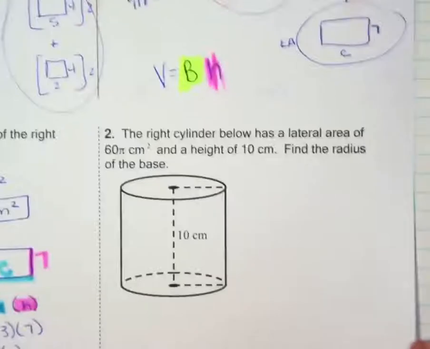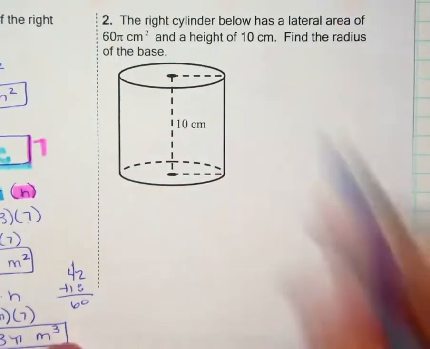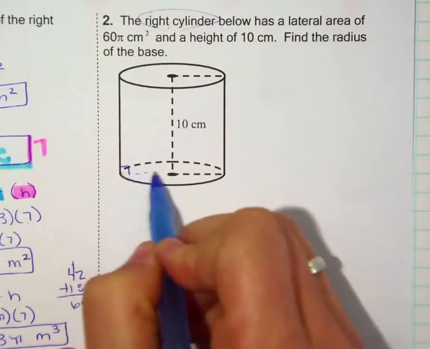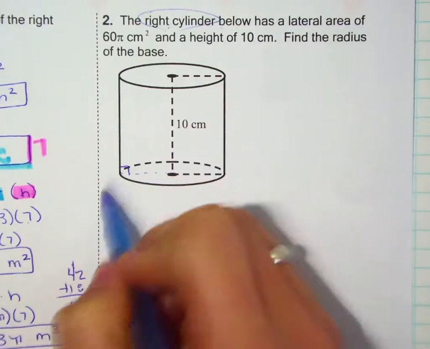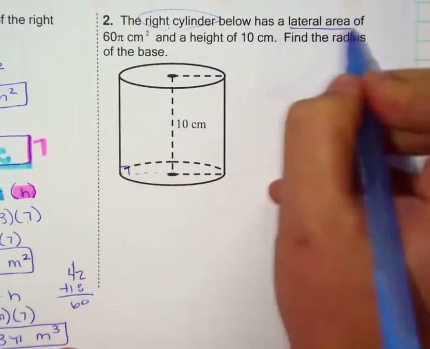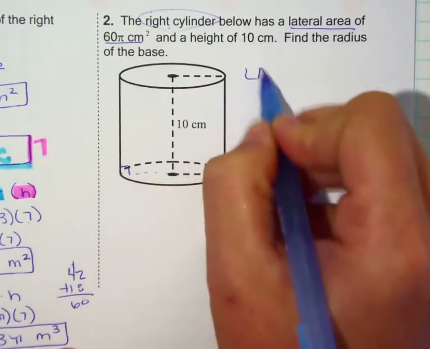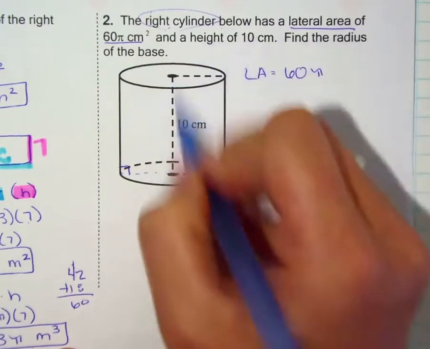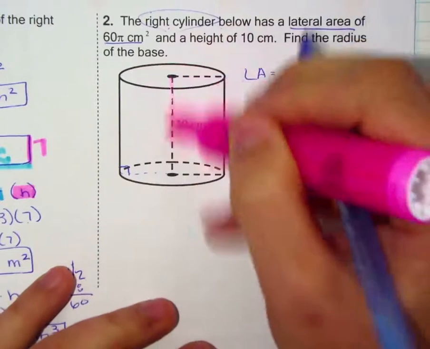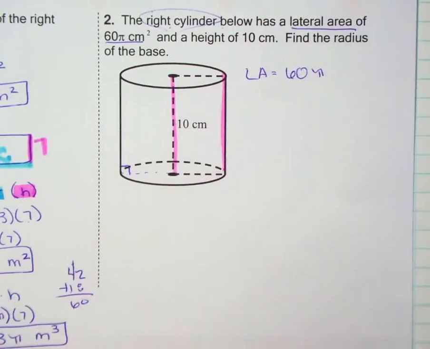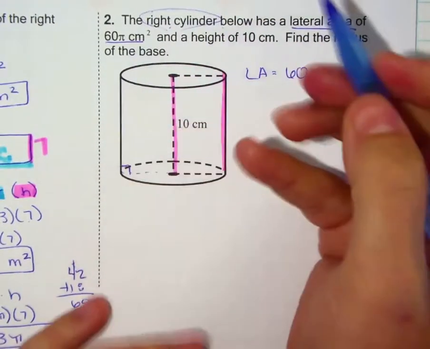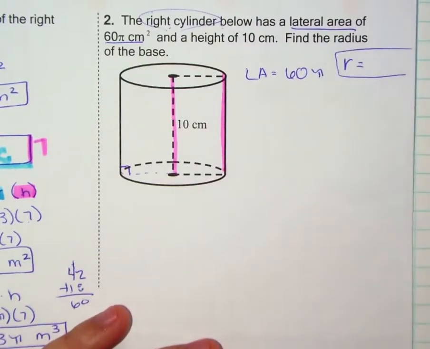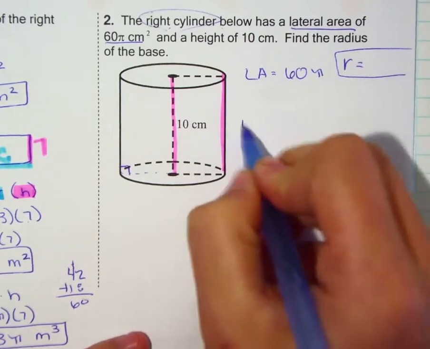All right. Number 2, the right cylinder below. All this means, by the way, is that the angle between the base and the height is 90 degrees. Below has a lateral area of 60 pi and a height of 10. Okay, I see this. The height of the cylinder is 10. Find the radius of the base. So we're actually solving for the radius. Okay, so I know the lateral area.